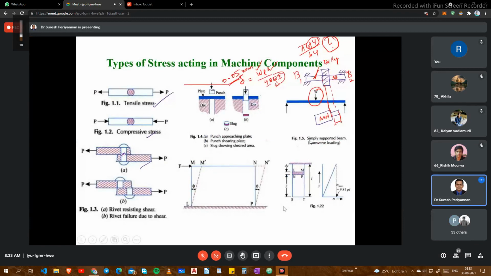I think last class we discussed up to this. Still, we are going to discuss different loads and different stresses in different components. This information will be very useful when we discuss further problems in designing the components with respect to different loads or different stresses. Okay, so now we continue from here.